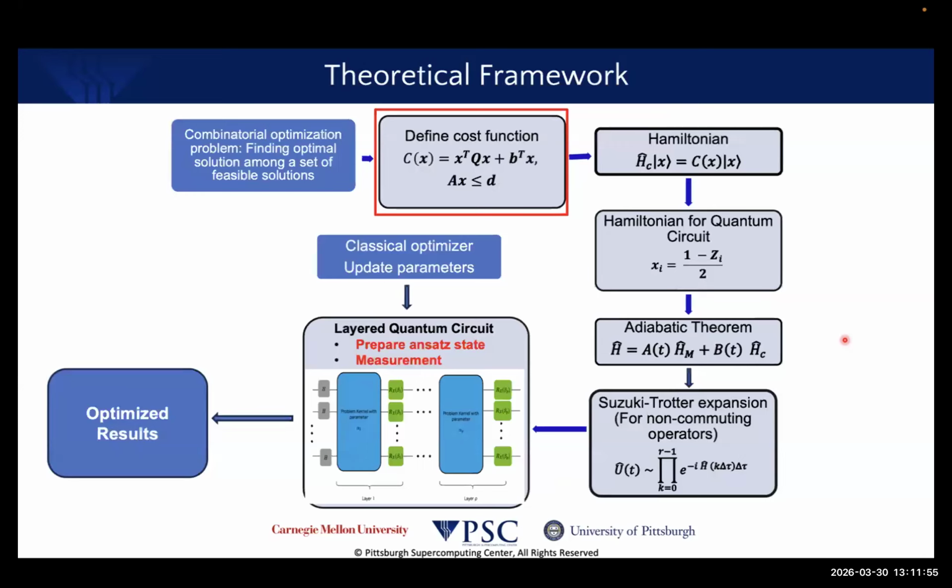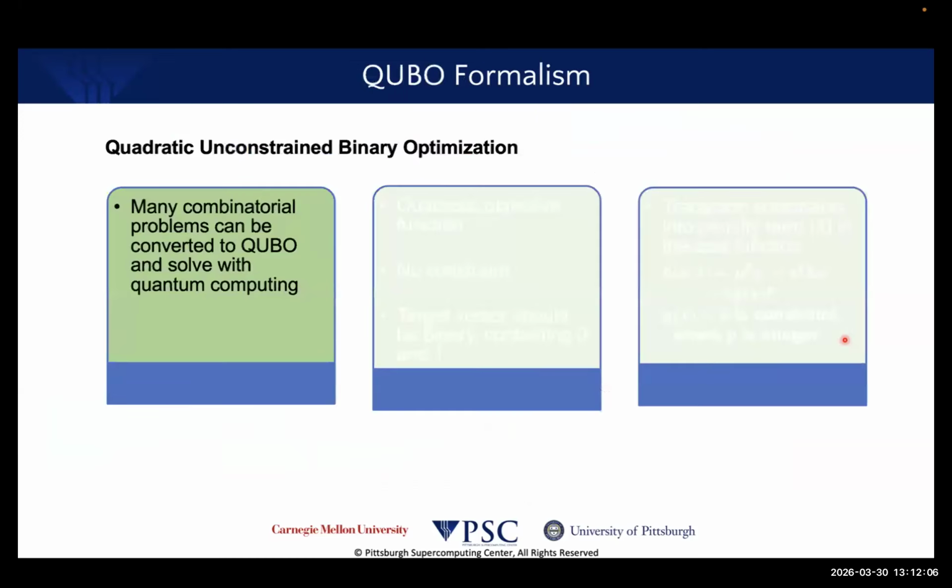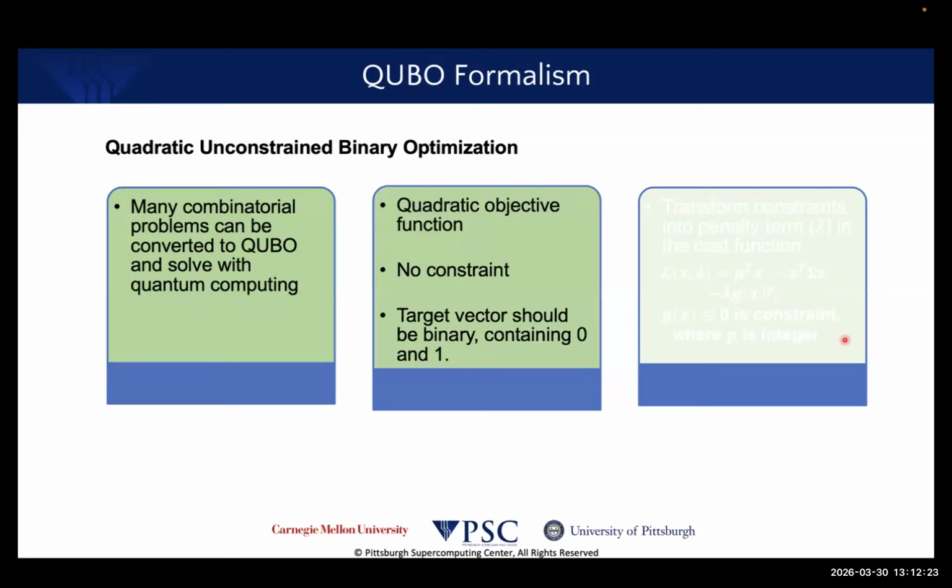Next, we have to define our cost function or objective function, which can be either maximized or minimized depending on the problem, and it can have a constant as well. To go through using quantum hardware, we have to make sure we satisfy the formalism called QUBO formalism, because many combinatorial optimization problems can be converted to QUBO and solved with quantum computing. As the name suggests, it has a quadratic objective function, there should not be any constraint on the cost function, and the target vectors should be binary, containing 0 and 1.